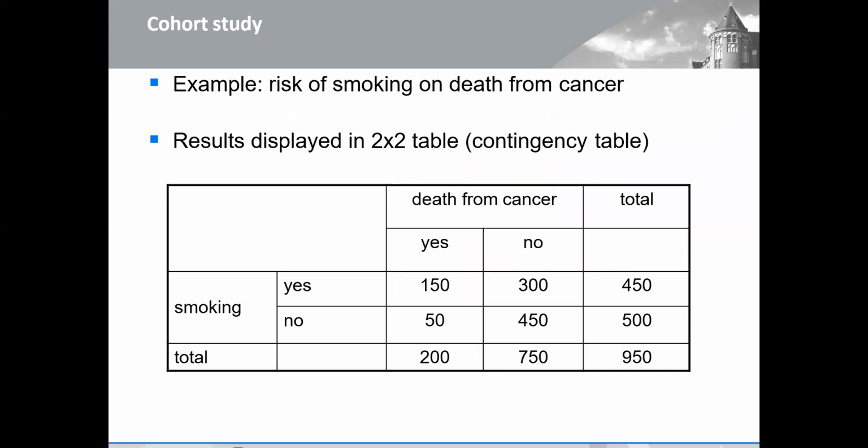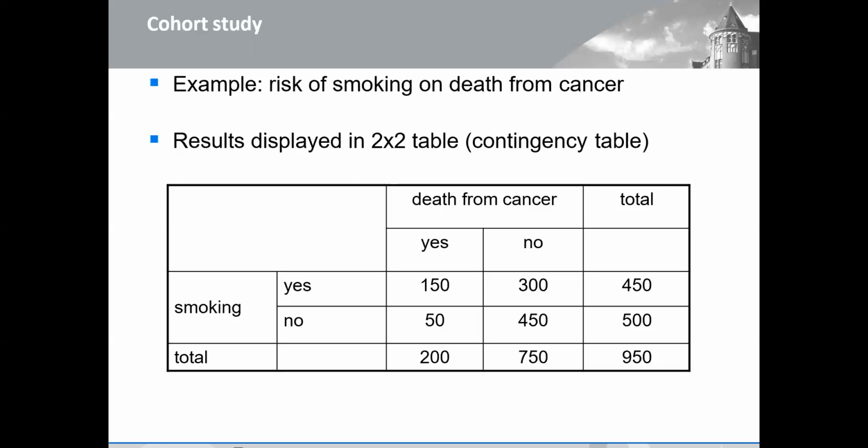So this 2x2 table is also called a contingency table. Our measures of association or measures of effect differ depending on the type of study. In this case, we are going to start by describing a cohort study.